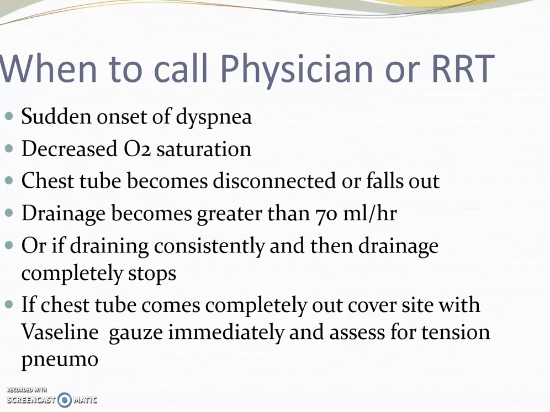The other thing is drainage. If you're draining consistently and then have a complete stoppage in your drainage or have a great increase in your drainage, this is the time when the physician needs to know, and they're going to give you orders of what to assess. If it's a great increase in drainage, he's going to probably order an H&H, a PT, a PTT to see if there's bleeding issues. If it completely stops, there might be some type of obstruction. Either way, the doctor needs to know.